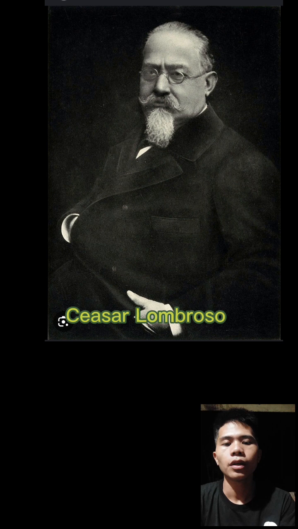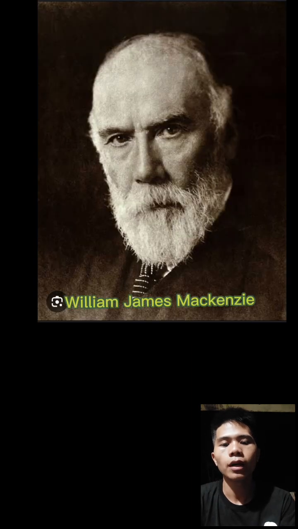Next is Cesare Lombroso. He employed the first scientific instrument to detect deception. The instrument is known as the hydrosphygmograph, which measures changes in pulse and blood pressure when suspects were asked about their involvement in or knowledge of a specific crime. He was accorded the distinction of being the first person to utilize an instrument for the purpose of detecting lies. Fourth, William James Mackenzie, a famous English heart specialist who first described the polygraph machine as the ink polygraph.